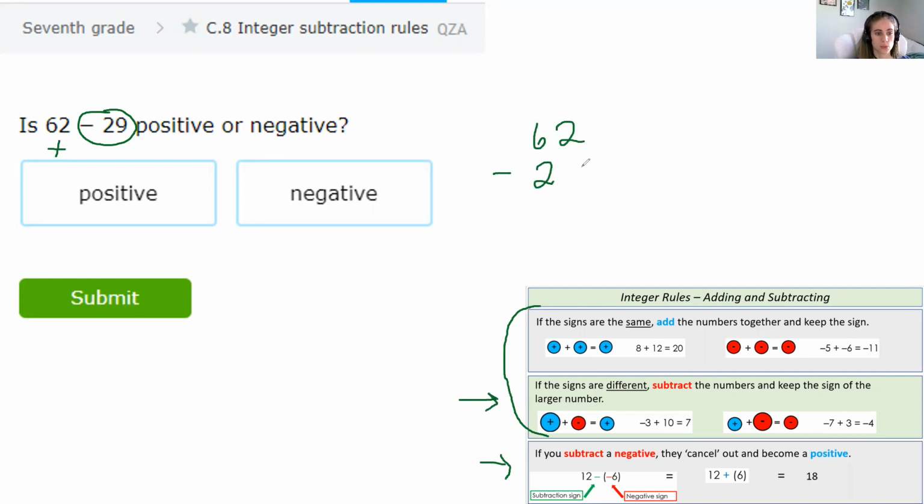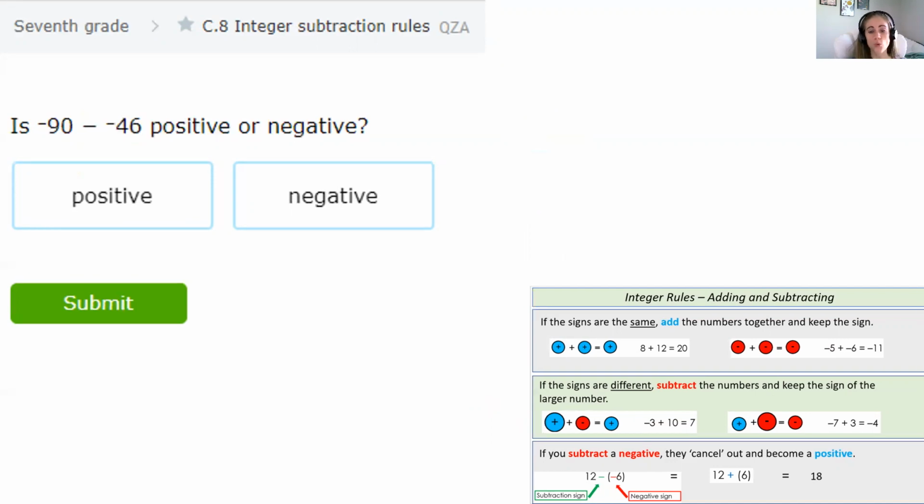62 minus 29. Oh, we got to borrow here because we can't do 2 minus 9. We borrow from the 6, it becomes a 5, and our 2 is now a 12. What's 12 minus 9? 3. 5 minus 2? 3. But we're not done yet. We got to make sure our sign's correct because if we subtracted, we take the sign of the larger number. 62 is larger than 29, and 62 is positive, which means our answer is a positive 33.